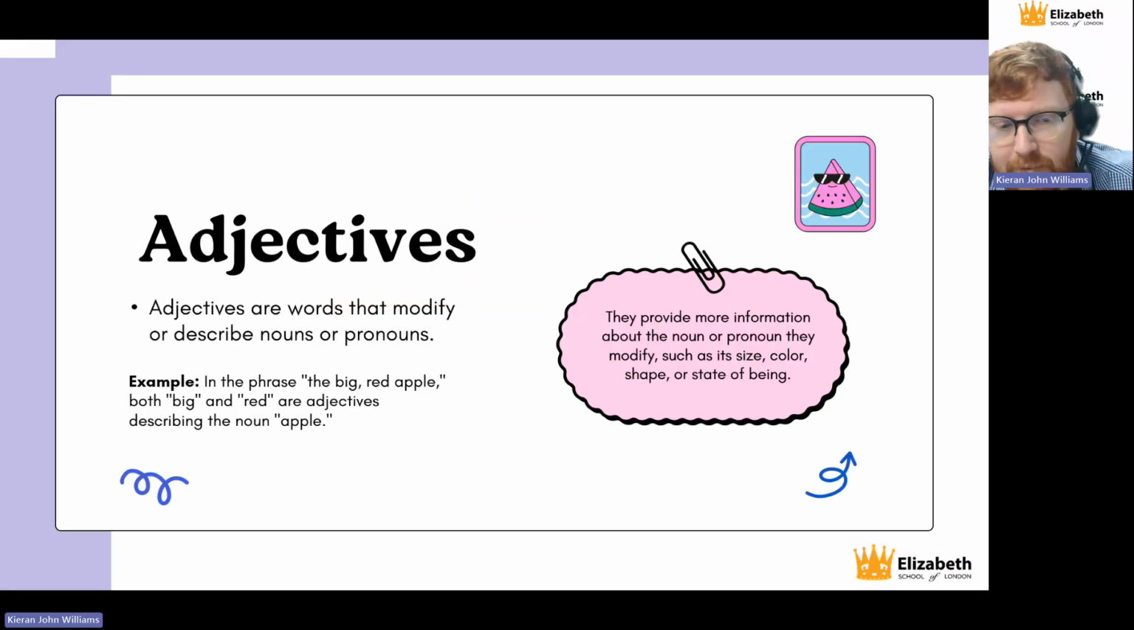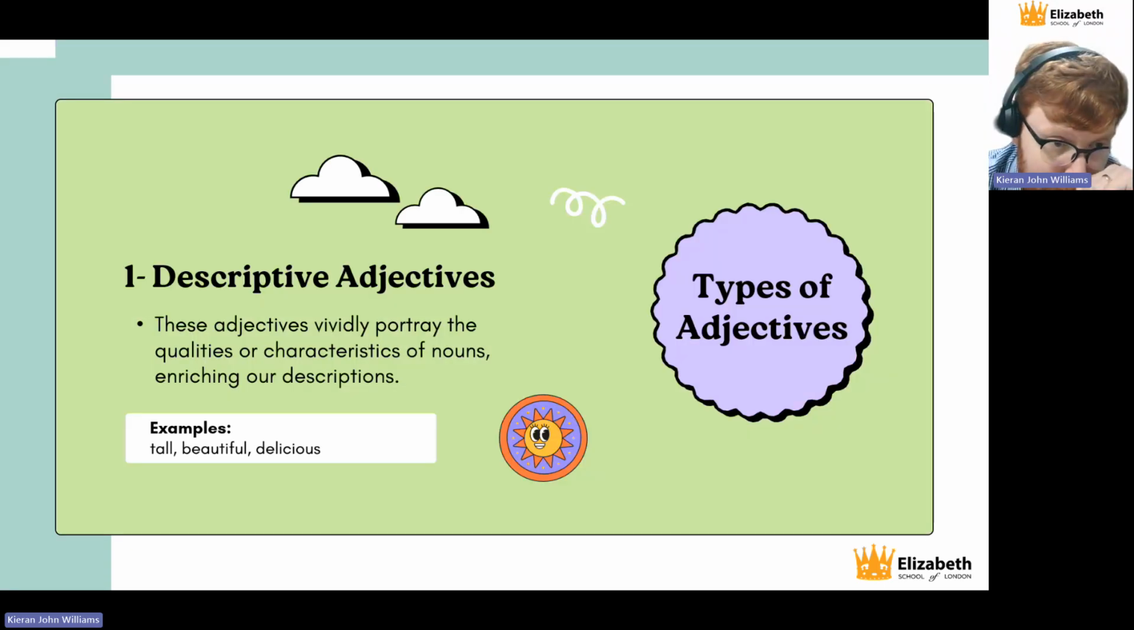Okay, so let's have a look at the different types of adjectives that we have. We've got the example sentence here, the big red apple. Big and red describe the apple, so they are both adjectives. Generally they provide information about the noun or the pronoun, for example its size, its color, shape, or its state of being. So let's look at some of those specific types then.